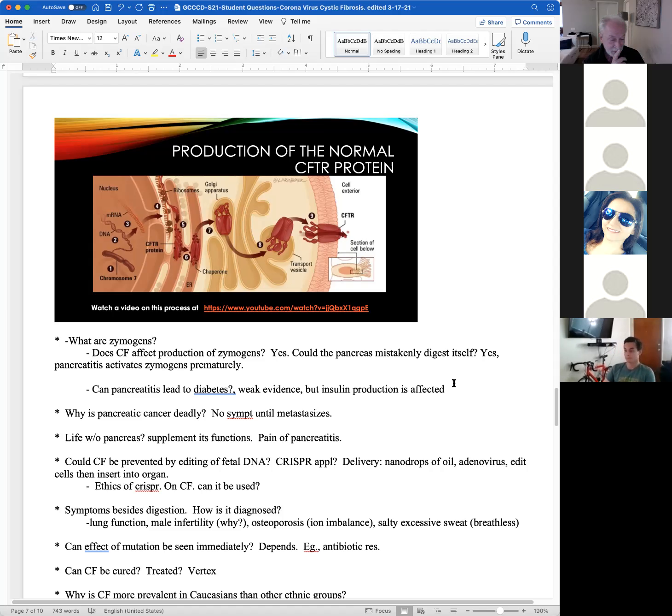In the case of, say, cystic fibrosis, you need the body to develop at least to a certain stage before you can see the effect of the mutation.